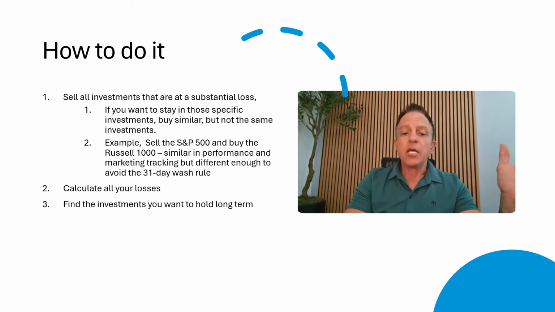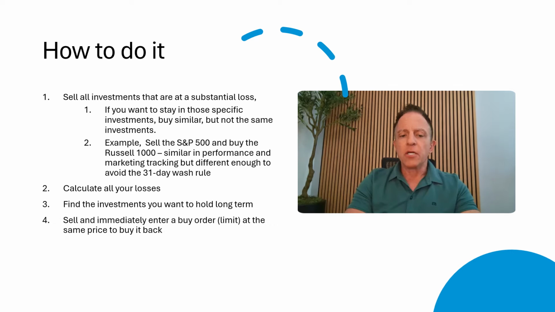Step three is you're going to look at the investments that you want to hold long term. So in step one, you might be pruning out some of the junk, or you might have some good stuff that's just down due to cycles. But let's assume that you want to look at the investments that you want to hold long term. So how do you ladder up your basis? What you do is you sell those good investments that you want to hold long term, and enter a limit order to immediately buy them back.